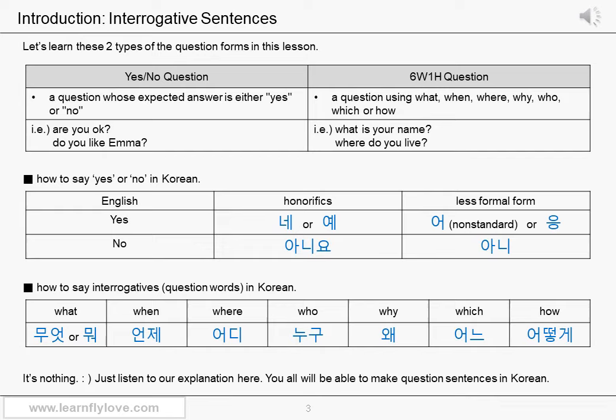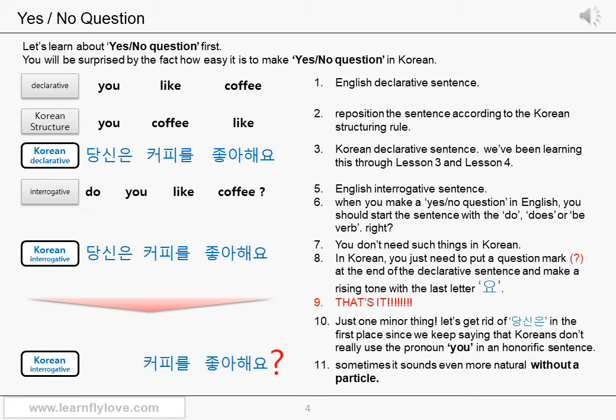Which? 어느? 어느? How? 어떻게? 어떻게? It sounds like 어떻게 with a K sound. Let's talk about this later again. Next. Let's learn about yes-no questions first. You'll be surprised when you realize how simple it is.